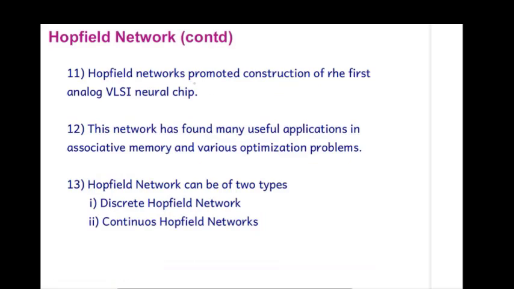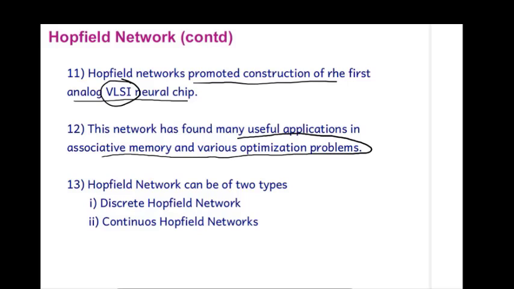Then Hopfield Networks promoted construction of the first analog VLSI neural chip, very large scale integration chip. Because of Hopfield Networks, it was possible to construct the first analog VLSI neural chip. Now this network has found many useful applications in associative memory and various optimization problems. There are varieties of optimization problems which can be dealt with using the Hopfield network. There are two types of Hopfield network: one is the discrete Hopfield network, the other is the continuous Hopfield network.